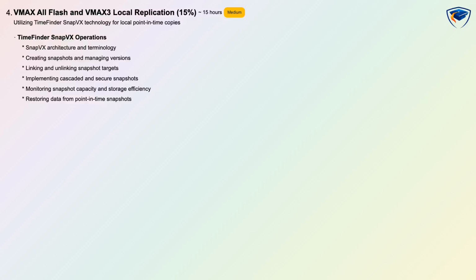VMAX All-Flash and VMAX 3 local replication is 15%, medium difficulty with an estimated 15 hours of study and hands-on plus conceptual assessment. This domain teaches TimeFinder SnapVX technology for local point-in-time copies, covering SnapVX architecture and terminology and how to create and manage snapshots and versions. You will practice linking and unlinking snapshot targets, implementing cascaded and secure snapshots, monitoring snapshot capacity and efficiency, and restoring data from point-in-time snapshots in lab scenarios.